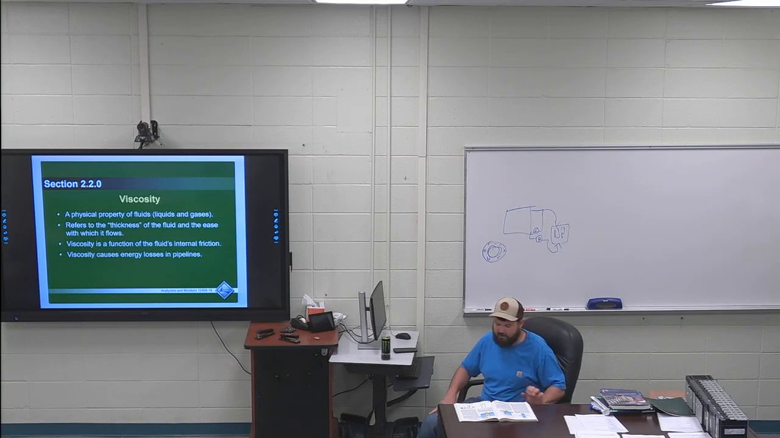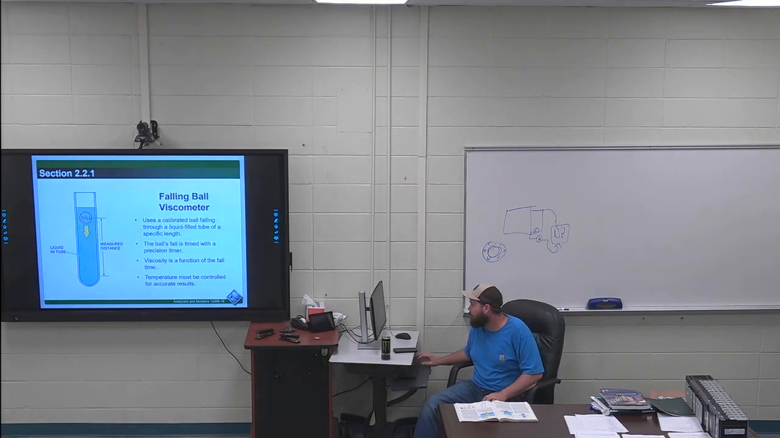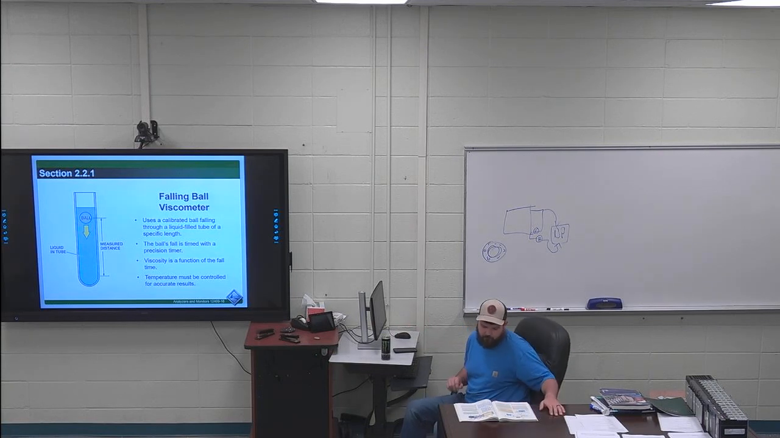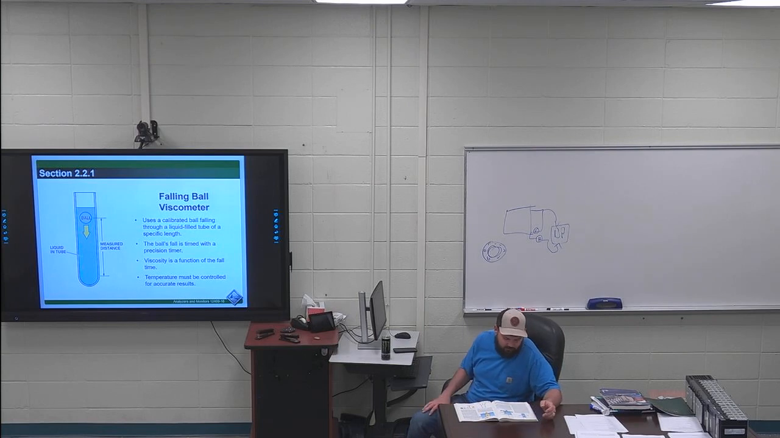If you flip over to page 16, you can see this picture on here. So pretty much you just have a little metal ball. Whatever your liquid in your tube is, you put it at a set distance and then time it however long it takes. You can measure your viscosity based on how long it takes to get to the bottom.